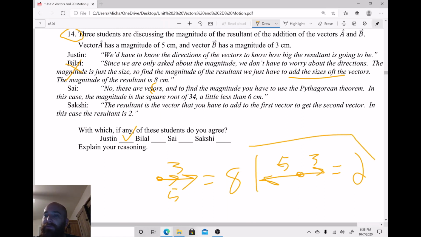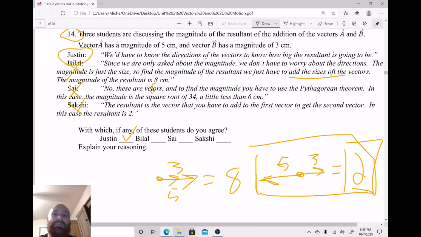Did you have to use the Pythagorean theorem? No, we just came up with examples where you didn't. If they were at 90 degrees from one another, you could use the Pythagorean theorem. But again, we just thought of some examples where you don't have to. And for Sakshi, I think Sakshi subtracted the 2 vectors to get this 2. But again, the angle matters, so that's why Justin was correct.